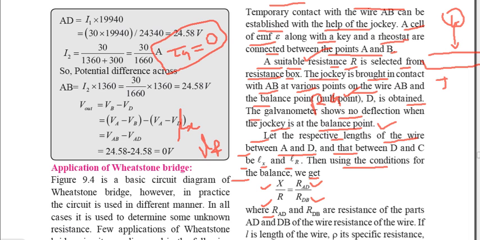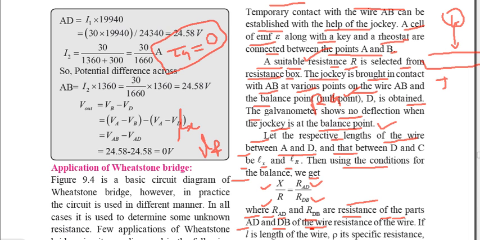Where RAD and RDB are the resistances of the parts AD and DB of the wire. So here we have taken the ratio X by R is equal to RAD, that is the resistance of the part from A to D, and RDB, the resistance from D to B, that is the resistance of the wire.